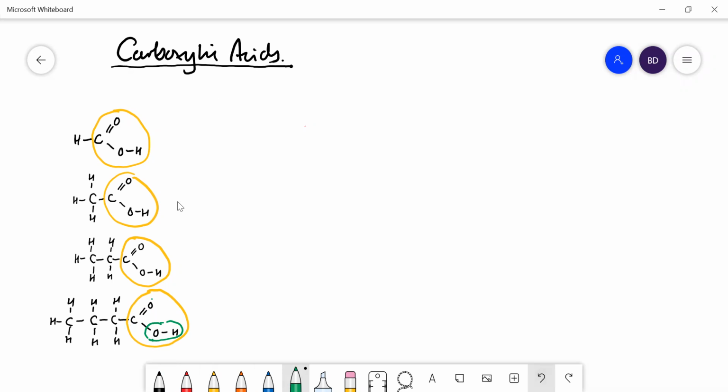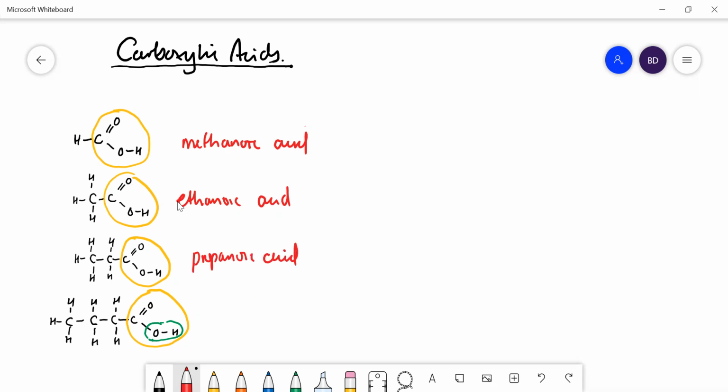Okay, so how do we name them? Well, the first one in the series, which I always think looks a bit odd, is methanoic acid, because it's just got that hydrogen attached to the carbon. Methanoic acid, and then we've got ethanoic acid, which if you smell that, you'll say, oh, it smells of vinegar, because vinegar is a dilute solution of ethanoic acid in water. And then we've got propanoic acid with 3 carbons, and butanoic acid with 4 carbons.